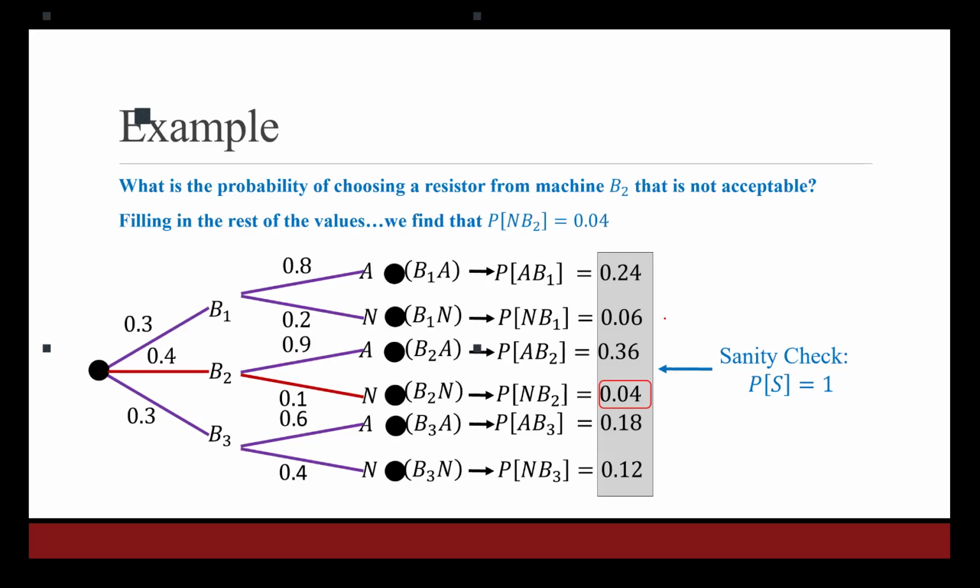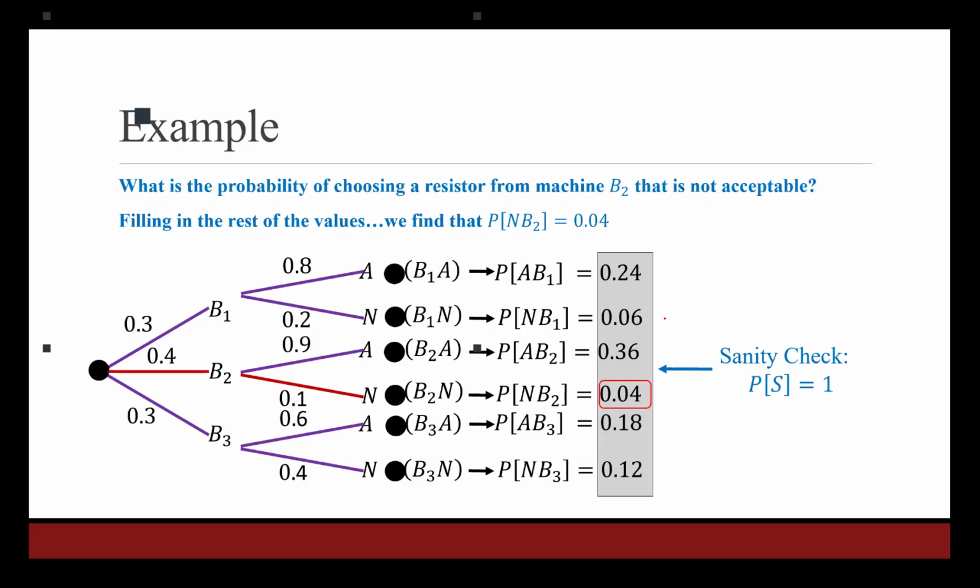Now, let's say the chance for the resistor made in B1 to be accepted is 0.8. The non-accepting chance for B1 is 0.2. B2 is 0.9 and 0.1. So there's a 90% chance for B2 to have a properly produced result. For B3 it is 0.6 and 0.4, which is a lousy kind of situation.